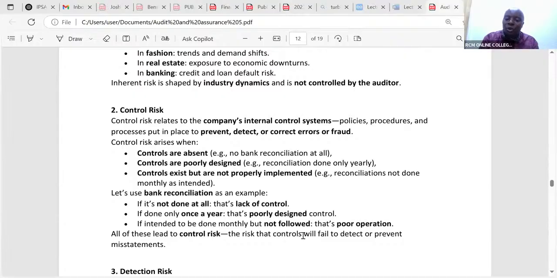The risk that controls will fail to detect or prevent misstatements. The risk that whatever controls, ladies and gentlemen, you have will fail to detect or prevent what we call misstatements. At times you can try and try your very best, but issues can arise. If the controls you have in place are not able to detect or prevent misstatements, then that is what we call a control risk. Risk is another term for danger.